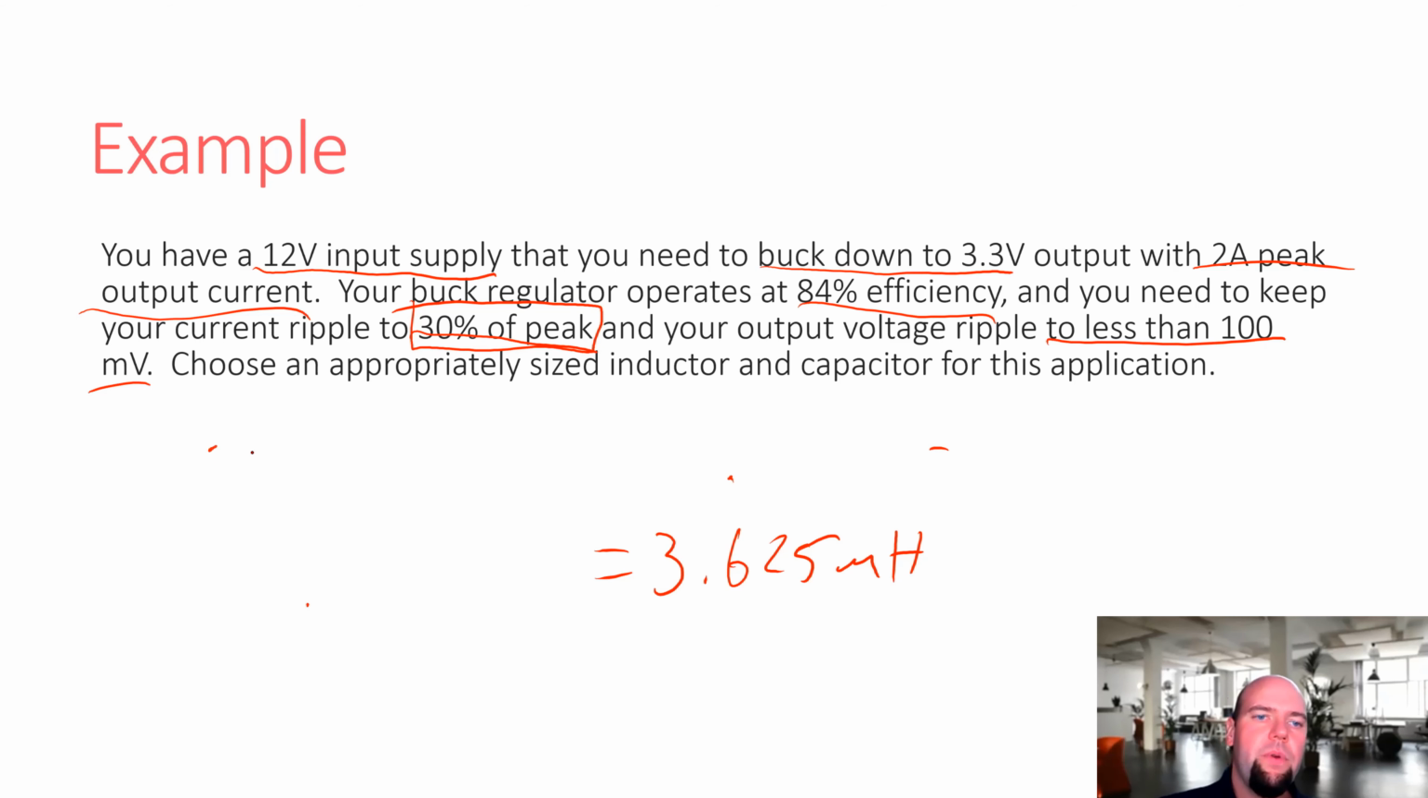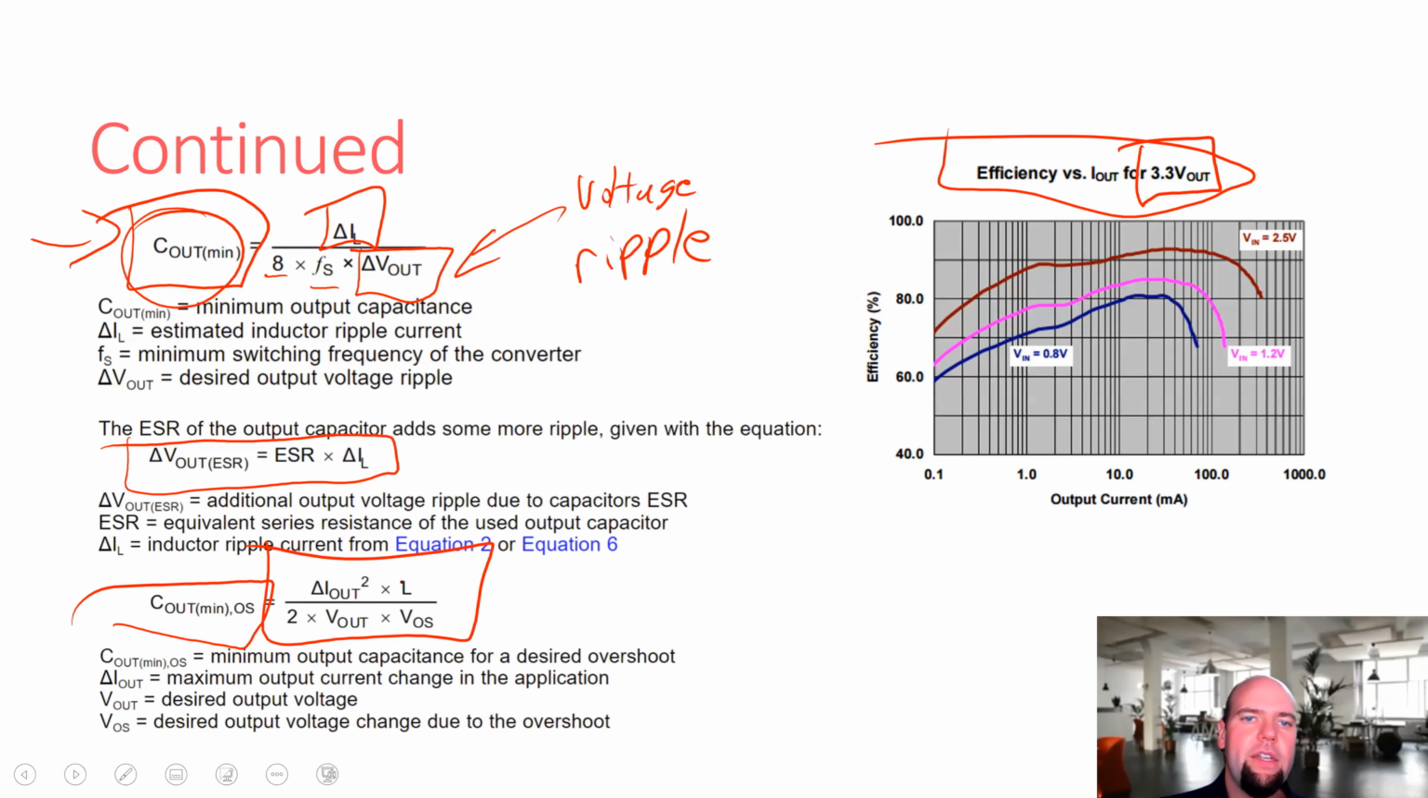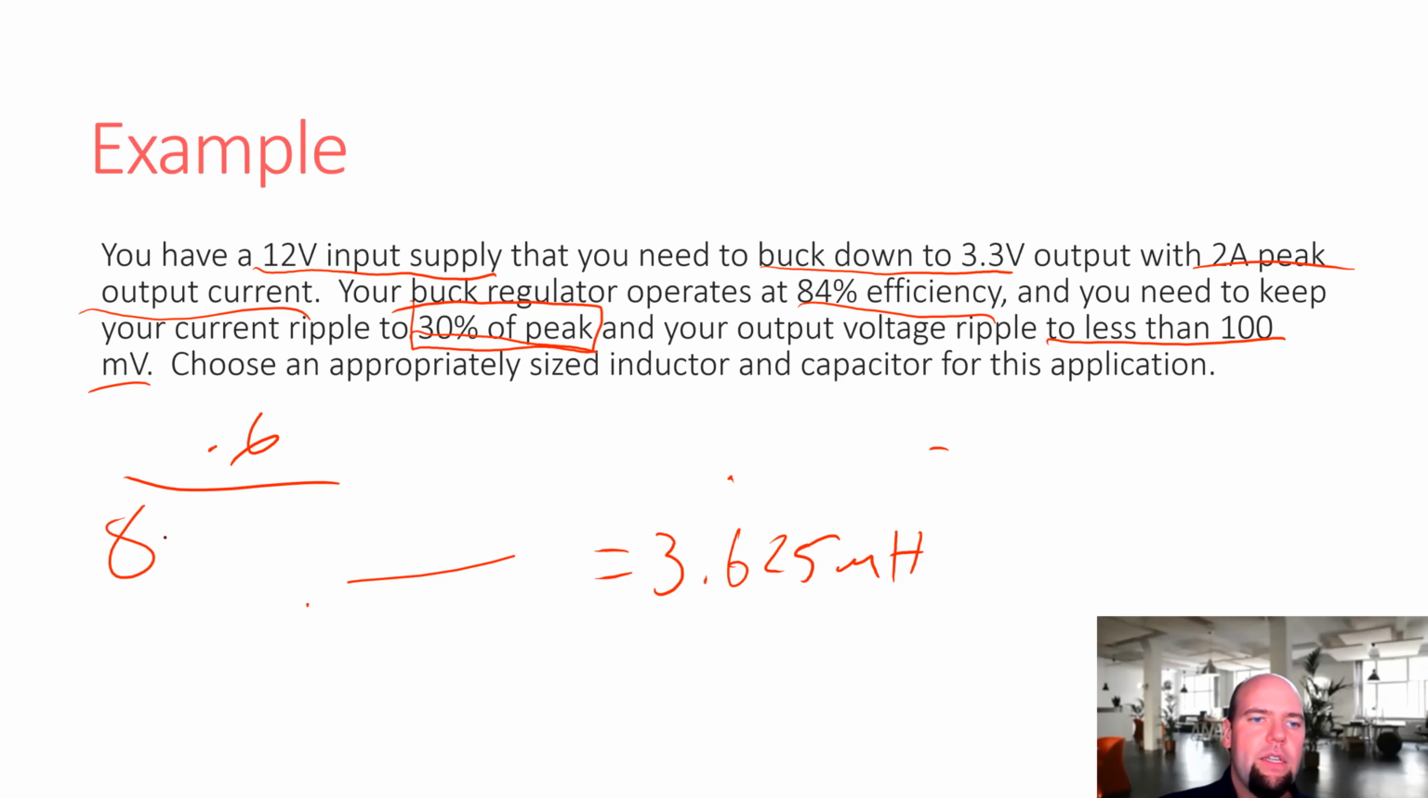So we had 0.6, my memory's bad. 0.6 divided by 8 times switching frequency times delta V out. So our switching frequency was 1.1 times 10 to the 6th. Our delta V out was 100 millivolts. Let's do that.